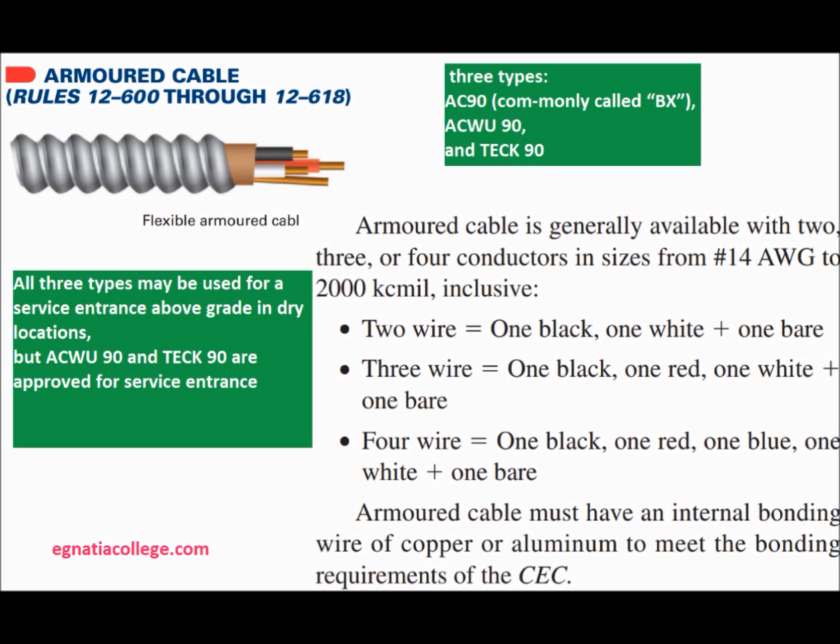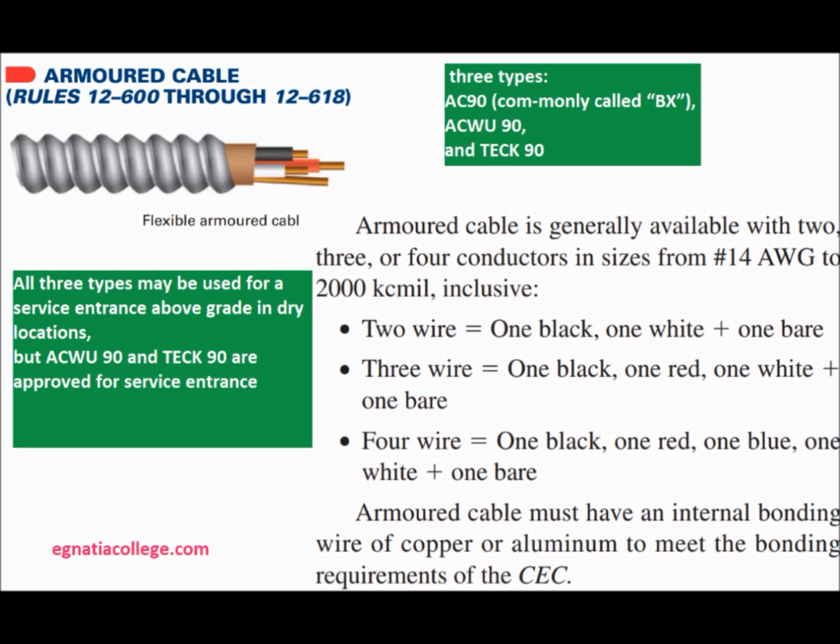2 wire equals 1 black, 1 white plus 1 bare. 3 wire equals 1 black, 1 red, 1 white plus 1 bare. 4 wire equals 1 black, 1 red, 1 blue, 1 white plus 1 bare. Armored cable must have an internal bonding wire of copper or aluminum to meet the bonding requirements of the CEC.